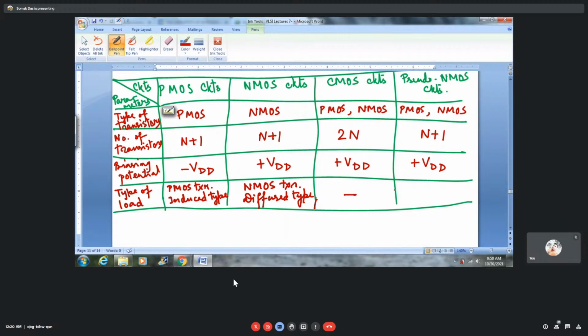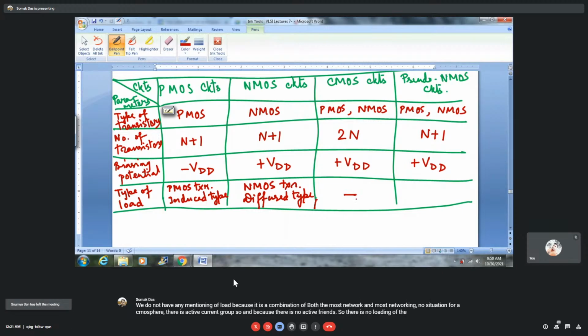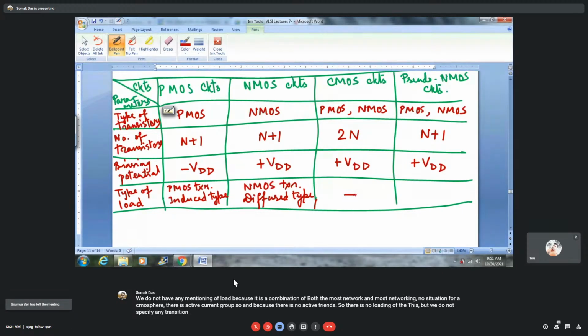we do not have any mention of load because it is a combination of both the PMOS network and NMOS network. In no situation for a CMOS circuit is there an active current flow. As there is no active current, there is no loading of the circuit. So as such, we do not specify any transistor or any network as the load transistor. Is it clear for CMOS circuit? Is it clear or not, students?